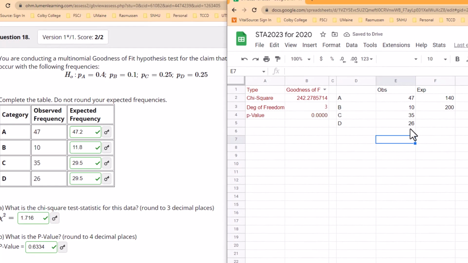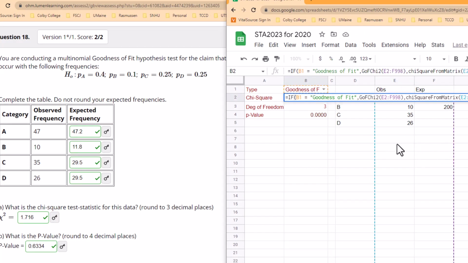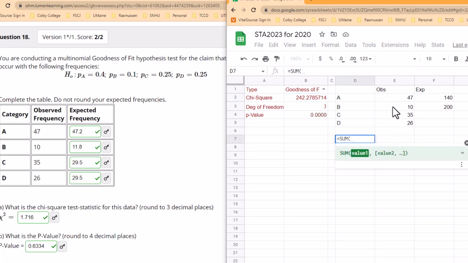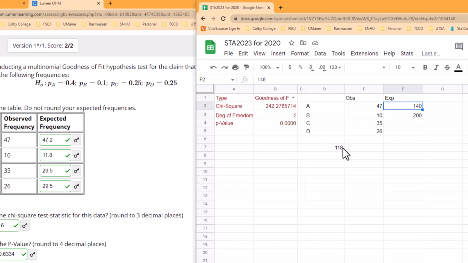I want to add these, but I don't want to add them right here because remember, it will take any information that you see these dotted lines around, and it will put it in the formula, and I don't want it in the formula. So I'm going to put over here a total, which is the sum of the observed, because I need this value to get the expected. So 118.